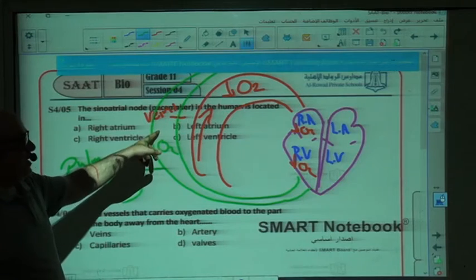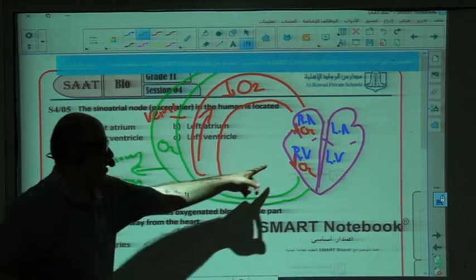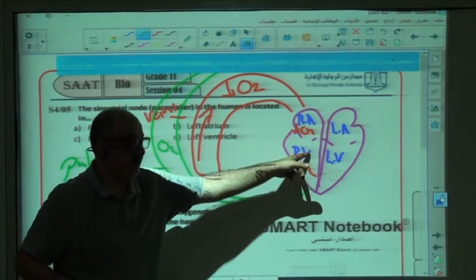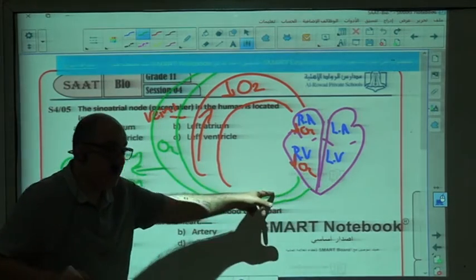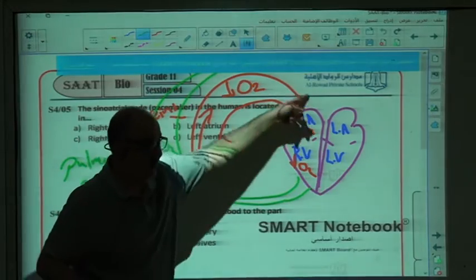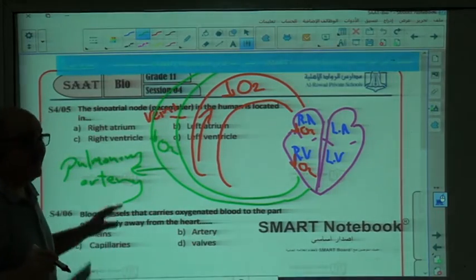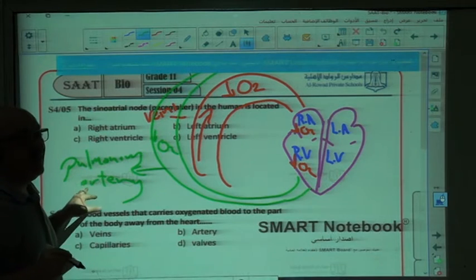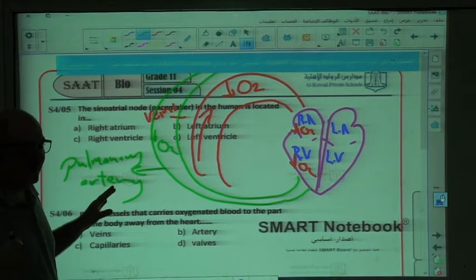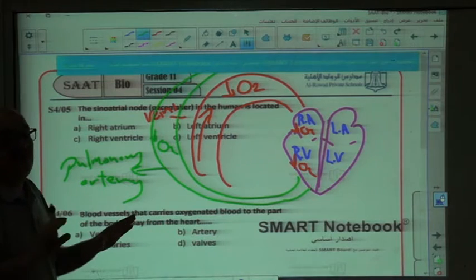Is the blood here oxygenated or deoxygenated, guys? Oxygen. Why? The blood comes from the right ventricle. Yes, deoxygenated. Okay? So the blood here is deoxygenated. Guys, the pulmonary artery is the only artery in the body which carries deoxygenated blood.